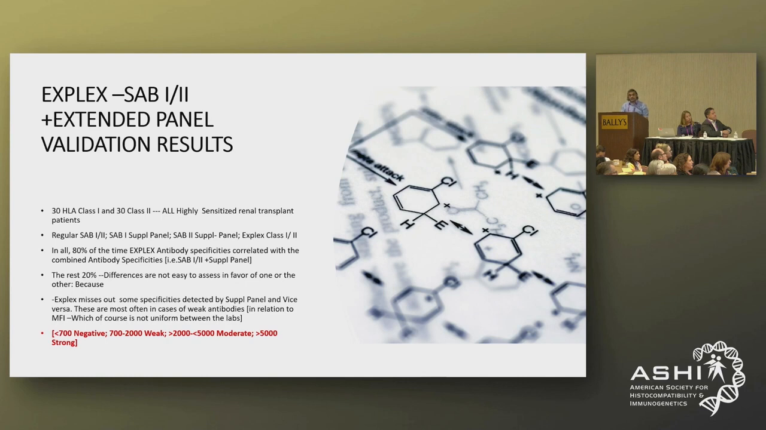Your results are comparable in terms of whether you do it separately or you mix everything together and use the XPlux panel. The ones which we miss either way will be the ones which are weak, which we classify as between 700 to 1,000 or 2,000 MFI.